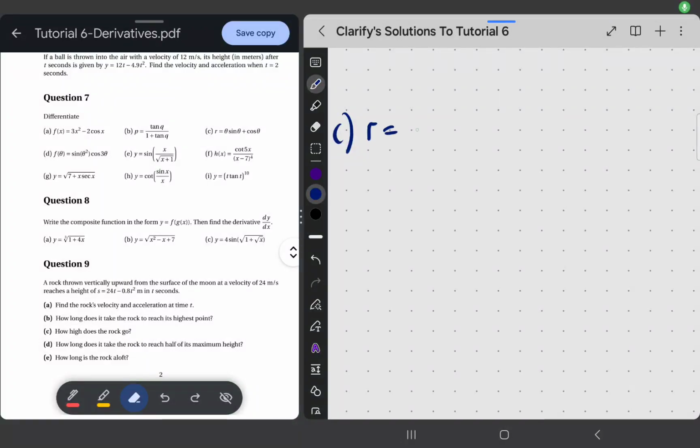Part C, we have r equals theta sine theta plus cos theta. Now this is so easy. What can we have now? We can find dr d theta. Now, what is it going to be?